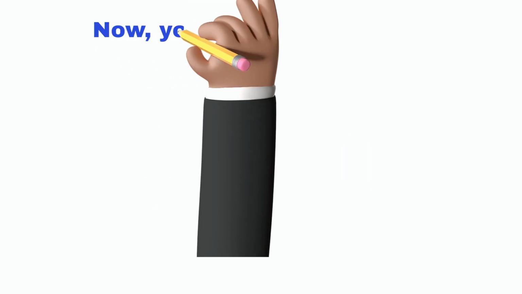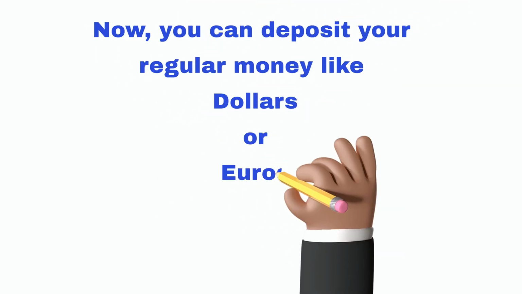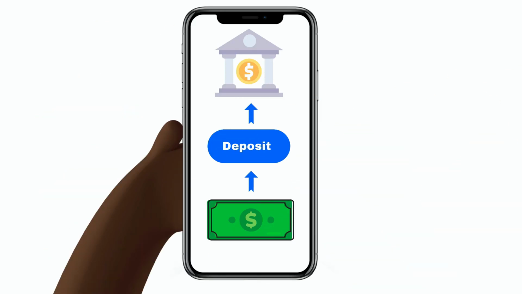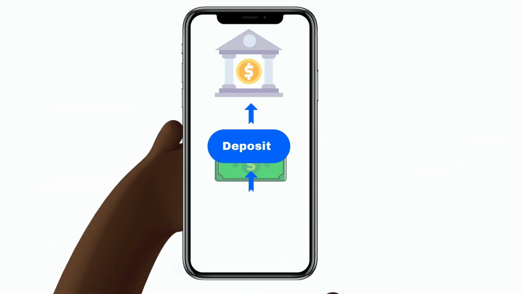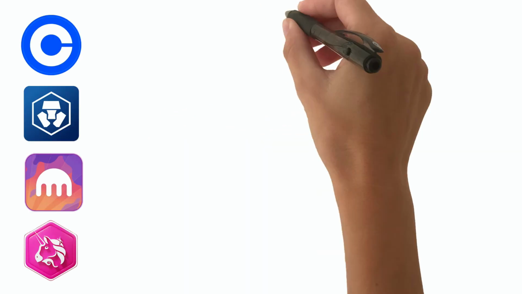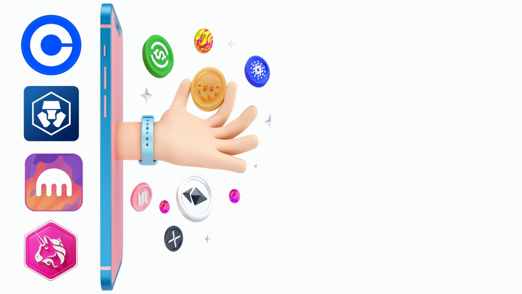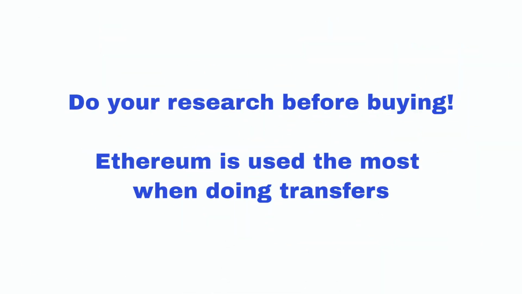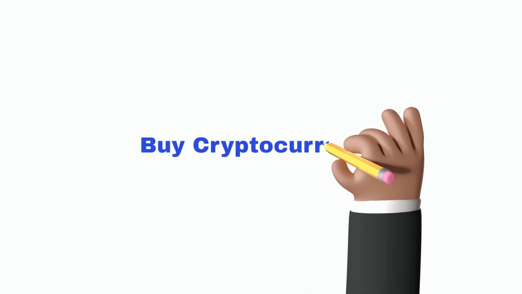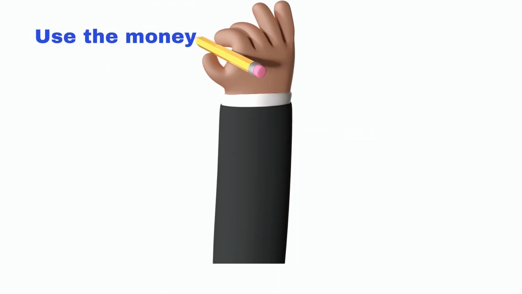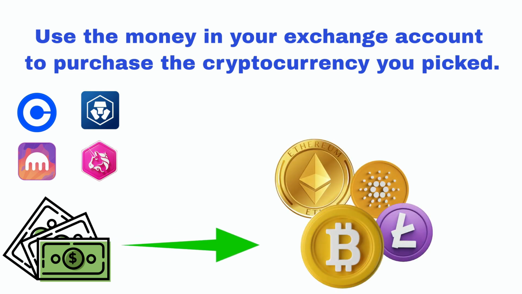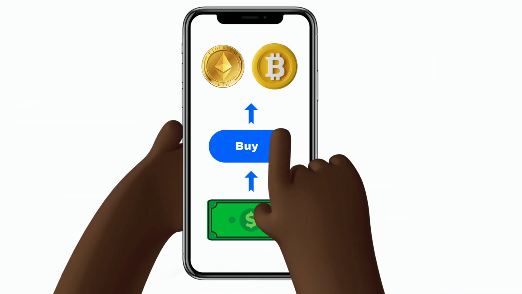Deposit money now. You can deposit your regular money, like dollars or euros, into your exchange account. It's similar to putting money into a bank account. Choose a cryptocurrency. In the exchange, you'll see various cryptocurrencies like Bitcoin, Ethereum, and others. Decide which one you want to buy. Buy cryptocurrency. Use the money in your exchange account to purchase the cryptocurrency you picked. It's as simple as clicking a button.